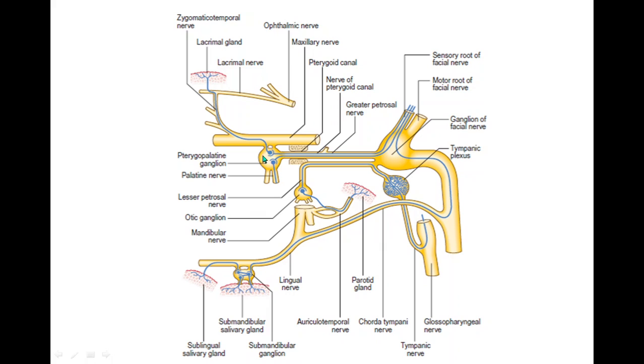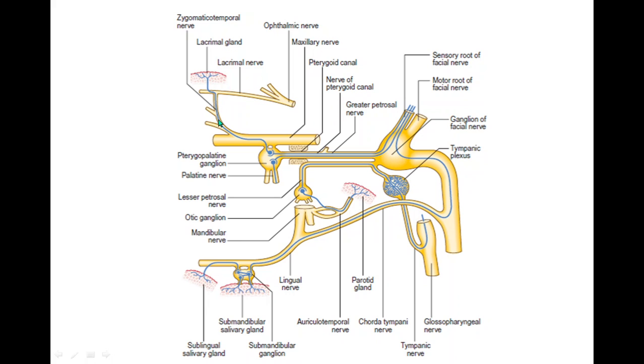Now the postganglionic fibers from this pterygopalatine ganglion run along with a branch of the maxillary nerve. This is the maxillary nerve. So what is this branch? The zygomatic, which in turn divides into zygomaticotemporal and zygomaticofacial. So it runs through the zygomaticotemporal and mixes with the lacrimal nerve. So it is very important.